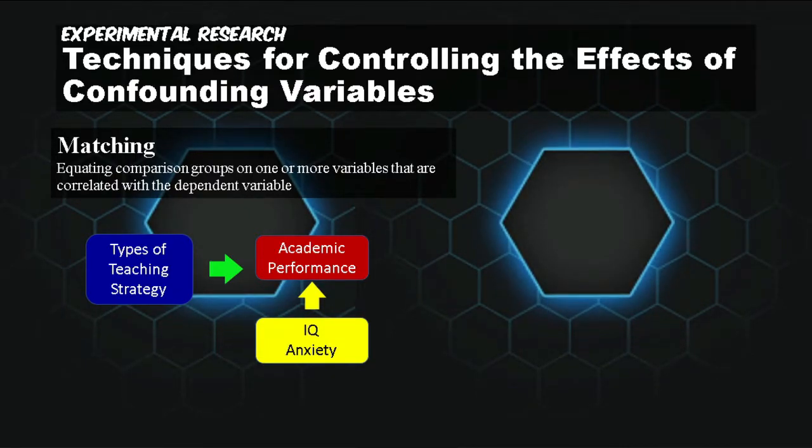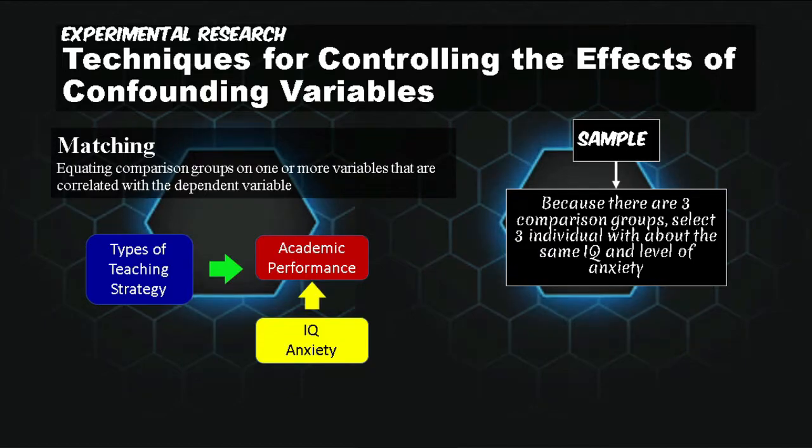Just to illustrate, we use again this example. We have our independent variable as the type of teaching strategy, and academic performance as our dependent variable. Our extraneous variables are the students' IQ and level of anxiety. Now, how do we do matching with this example? From your sample, because there are three comparison groups, we select three individuals with about the same IQ and about the same level of anxiety.